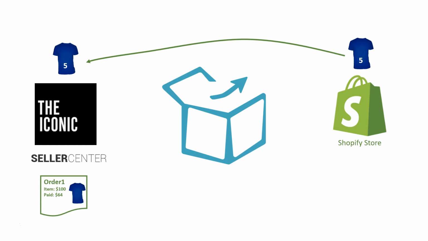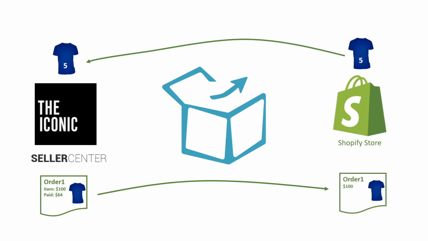Next, imagine the order comes in. So the next thing we do is we keep the orders in sync, and the way we do that is we create orders in your Shopify store for you. So you can imagine this order's just come in for one t-shirt, and we synchronize that and create that order in your Shopify store for you.